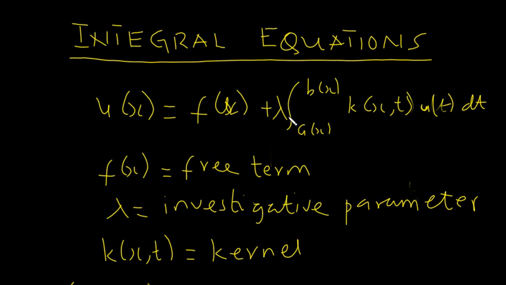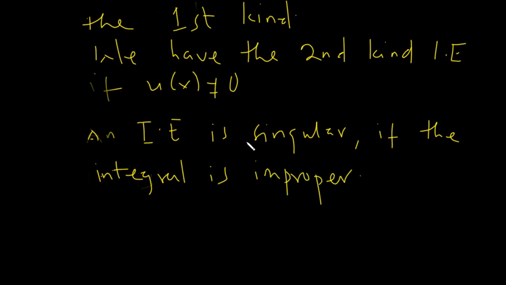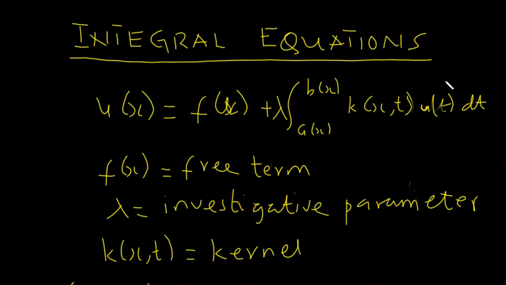What you are actually talking about here is that if the integral is improper, then you actually have a singular integral equation. So when does an integral become improper? If any of the limits is infinity. If any of the limits is infinity, you have an improper integral. And once you have an improper integral over here, the whole integral equation becomes singular.